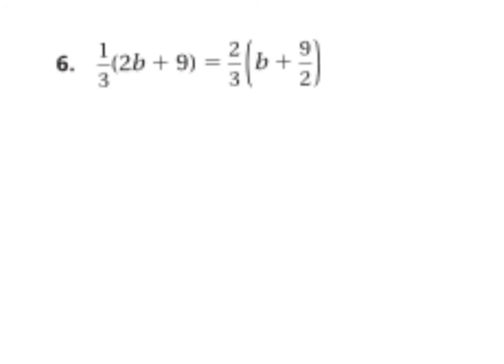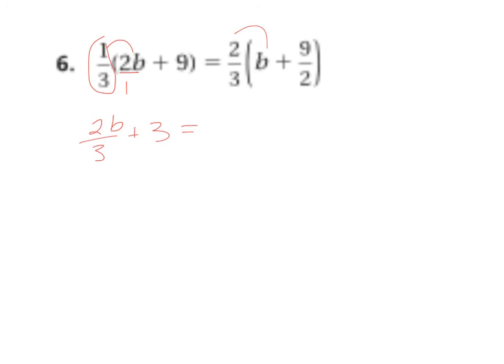This one looks horribly bad, but I promise you it's not too bad. We're going to distribute here 1/3 times 2b. 1/3 times 2b, if you put that over 1, you'd multiply the numerator times the numerator. That would give you 2b over 3, or 2/3 b. 1/3 times 9, or 9 divided by 3, is going to be 3.